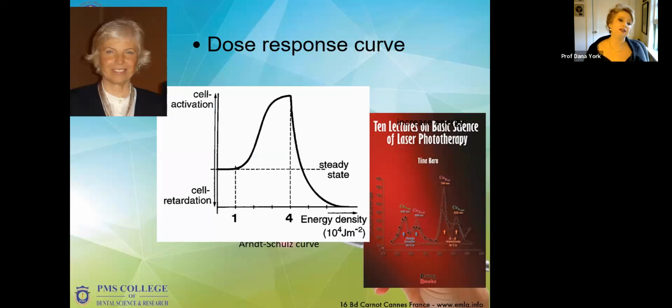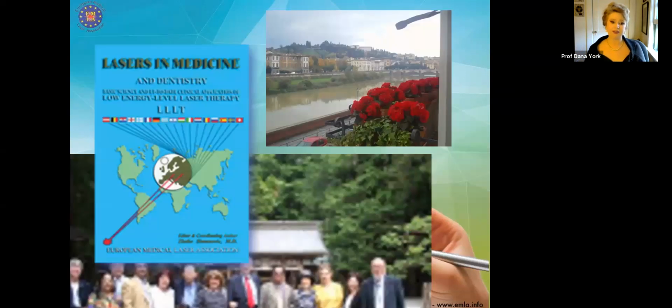And we say thank you to Tiina Karu from the Research Institute in Russia, who discovered the scientific basis of cell inhibition and cell activation with the laser, and the Arndt-Schulz curve, how this biostimulation and this inhibition happen. Also, she showed for each laser in the spectrum how hemoglobin, the water, and the melatonin are activated.